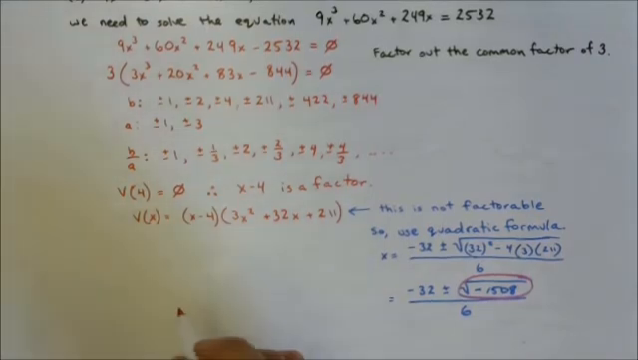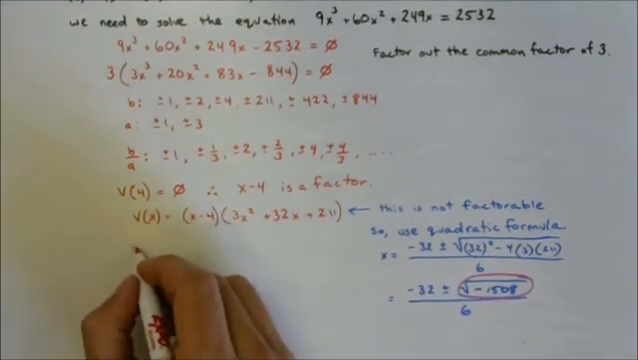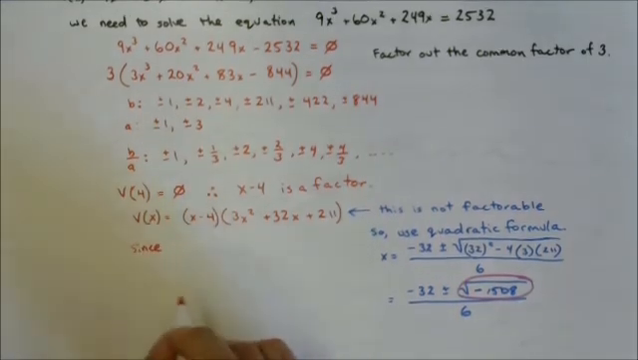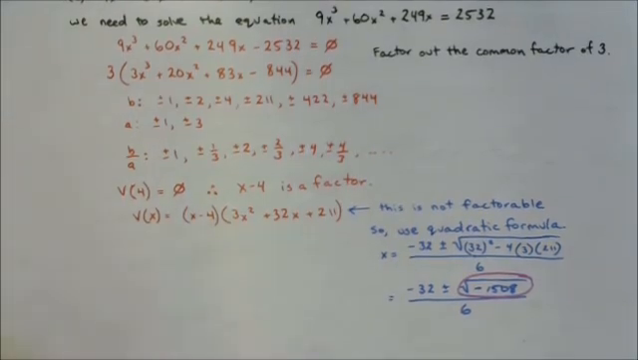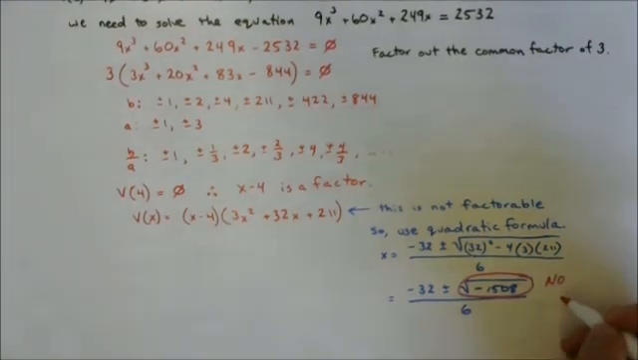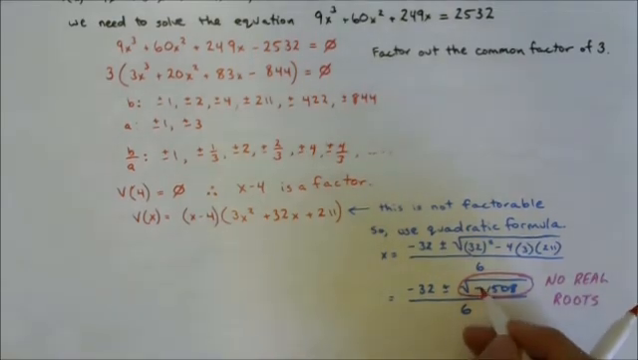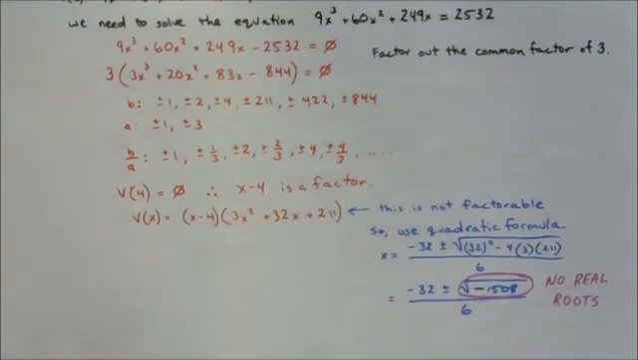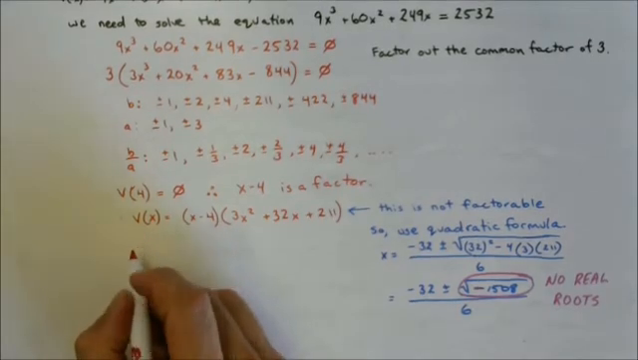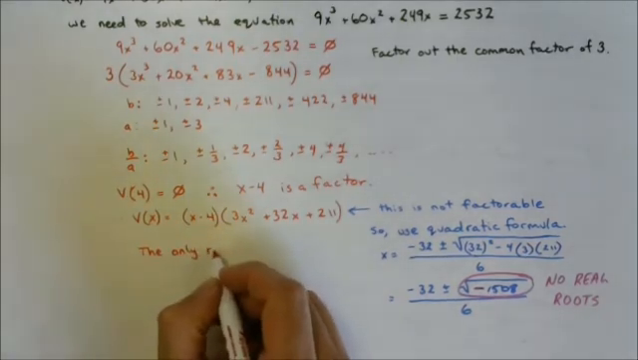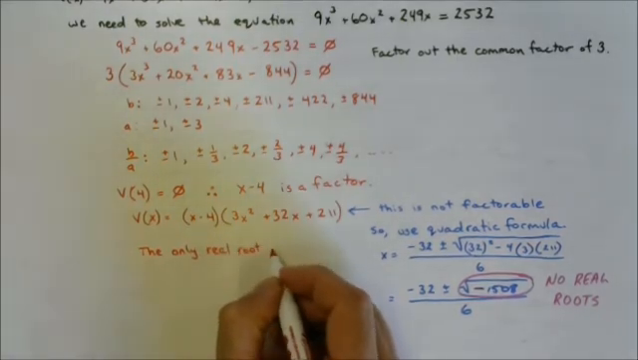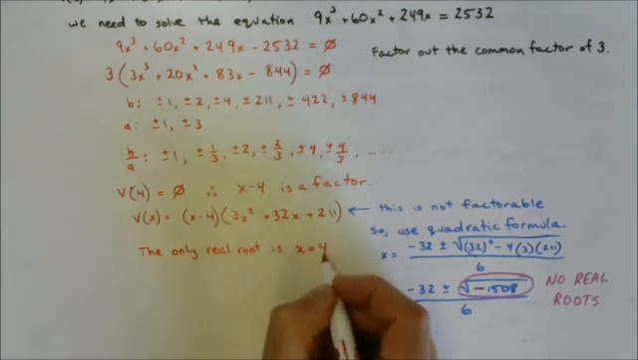So let's keep going here. We'll just say right over here, no real roots because of this negative sign here. So we can say the only real root is x equals 4.